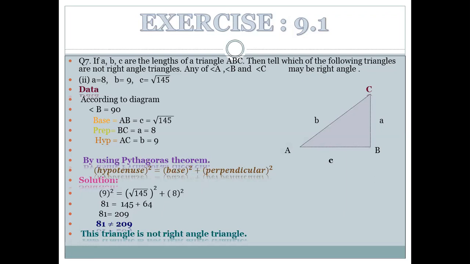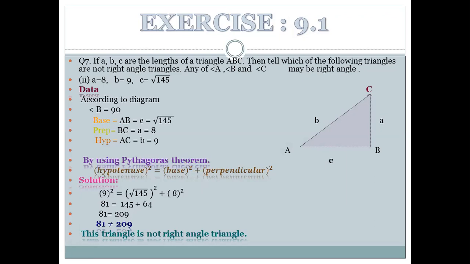Question number 7, there are three parts of question 7. A, B, C are the lengths of the sides of the triangle. Then tell which of the following triangles are not right angle triangles. Any of angles A, B, and C may be a right angle. It's up to you when you draw the triangle. You can make A a right angle or B or C. In any vertex, you can draw the angle of 90 degrees.